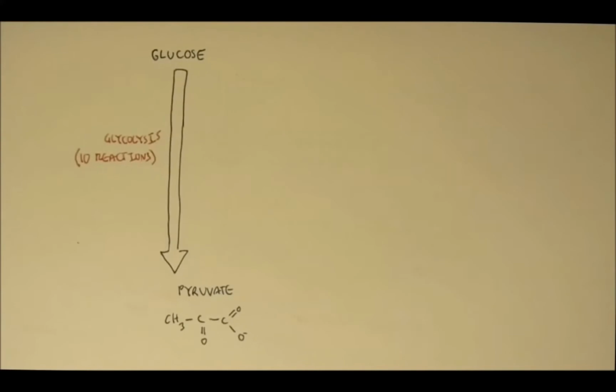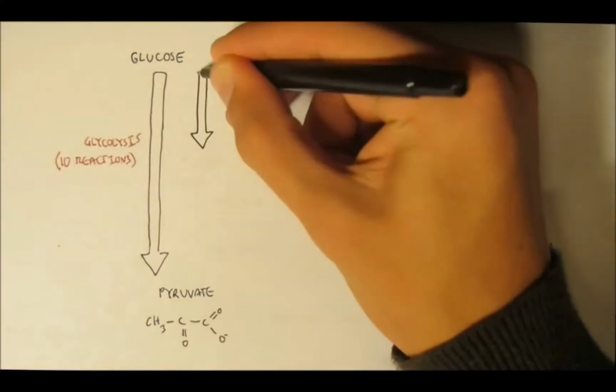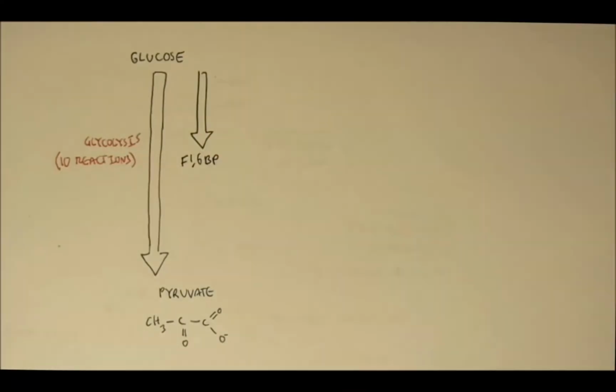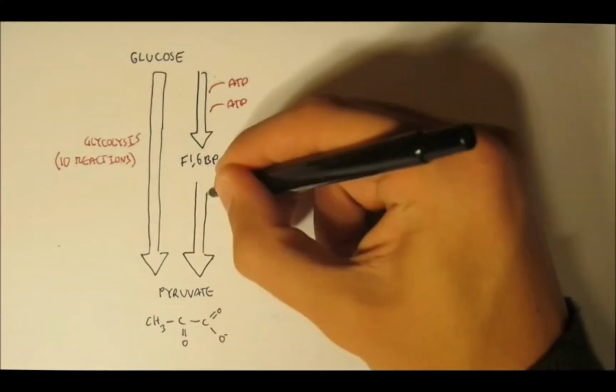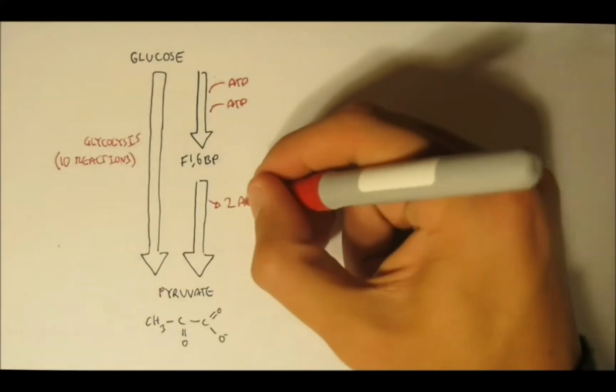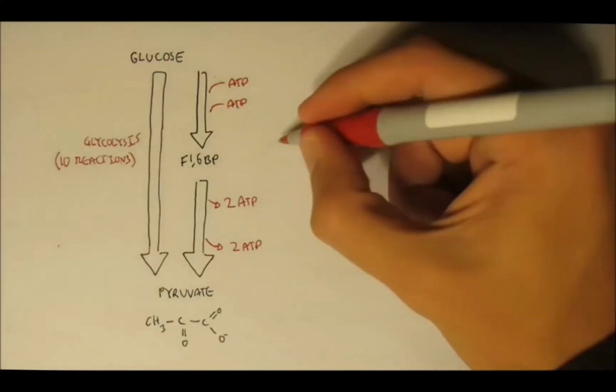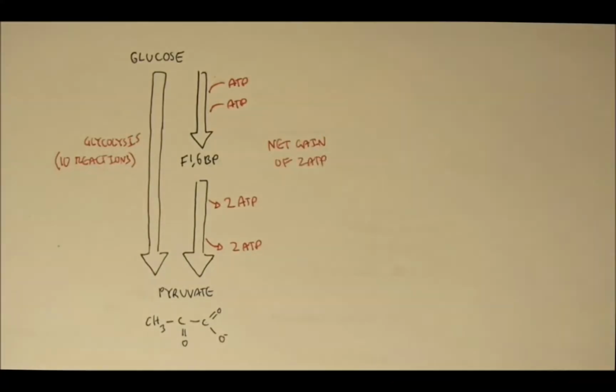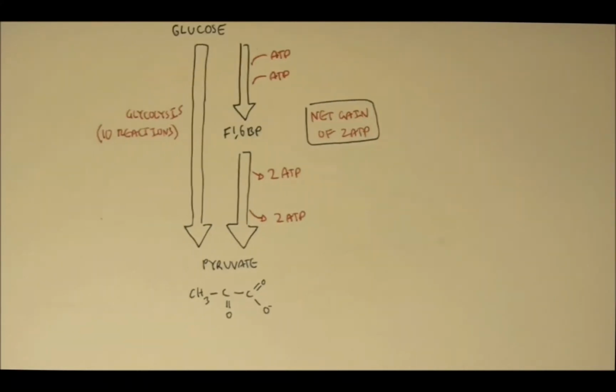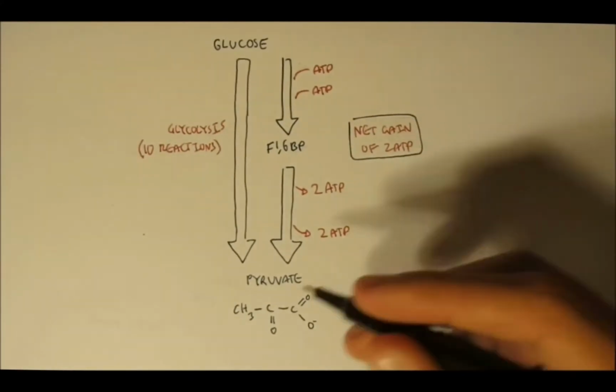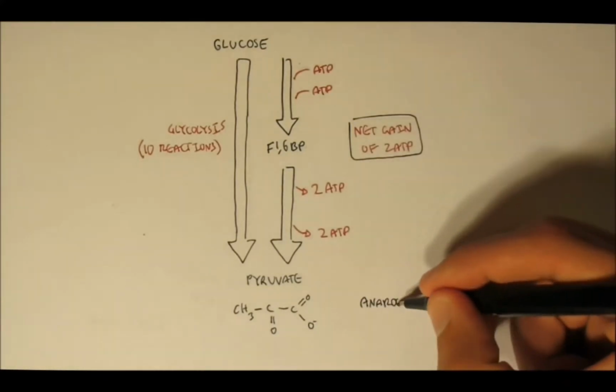Remember that 2 ATP were invested or used until fructose 1,6-bisphosphate. Then, from 2 glyceraldehyde 3-phosphates, 4 ATP were produced in total, giving a net gain of 2 ATP. Now, the 2 pyruvates then have a number of fates from glycolysis.